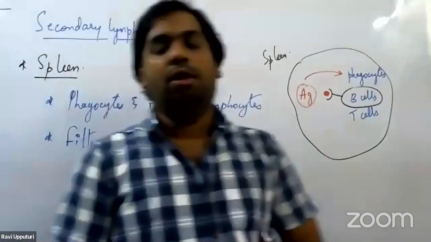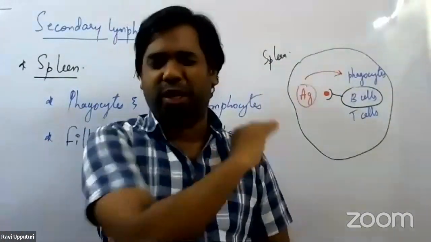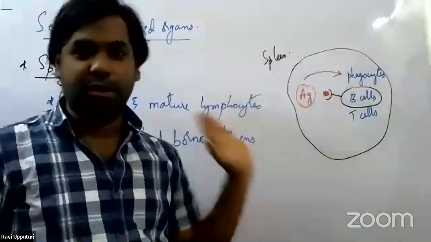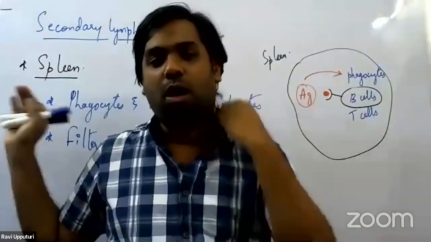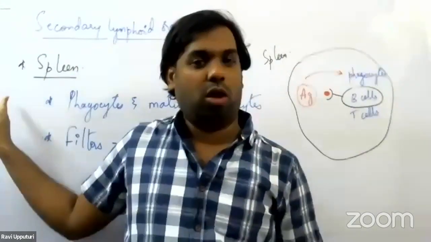So this is how the process of activation usually takes place. Actually speaking, it is a very complex process. Just for your brief understanding, I just made it this way. Hope it is clear. So this is how the process of activation of the B lymphocytes and T lymphocytes takes place in the structure called the spleen.